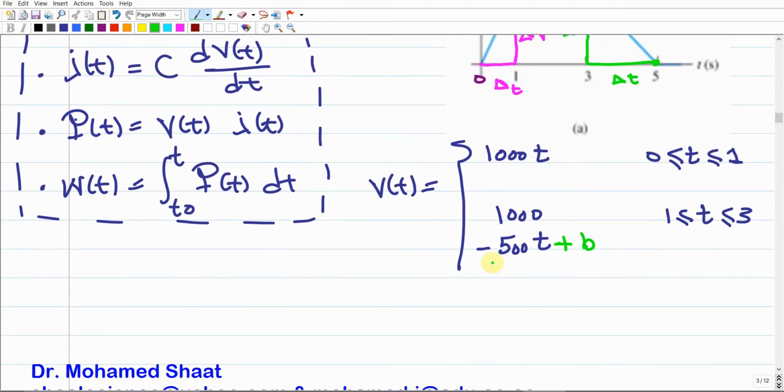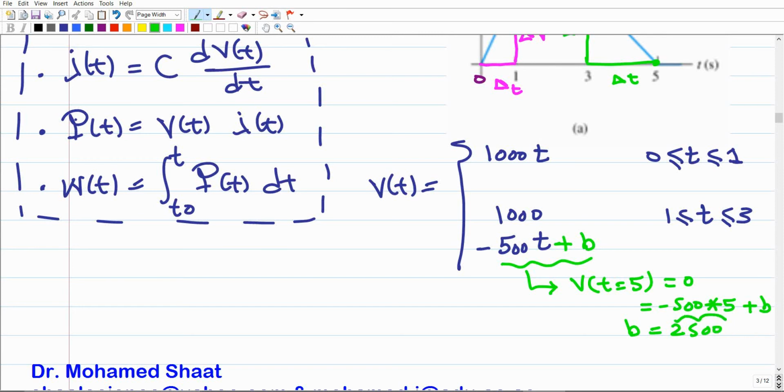So I'm going to do a little bit of calculation here. To be more accurate, when the volt at t equals 5, it should be 0, which should equal negative 500 times 5 plus b. So how much should b be? Then it should be positive 2500, right? This should be the value for b, and this is what we're going to use here.